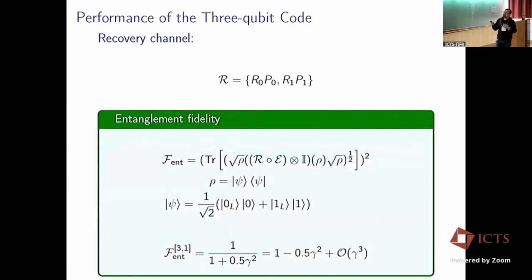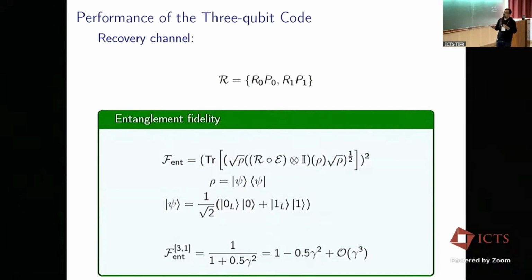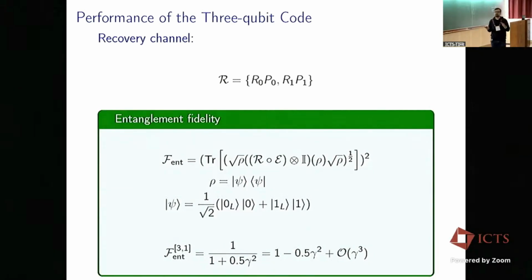And if we apply this recovery channel, we get an entanglement fidelity for the 3 qubit code of 1 minus 0.5 gamma squared. So there is no linear term in gamma. That means we have corrected all the single qubit errors.